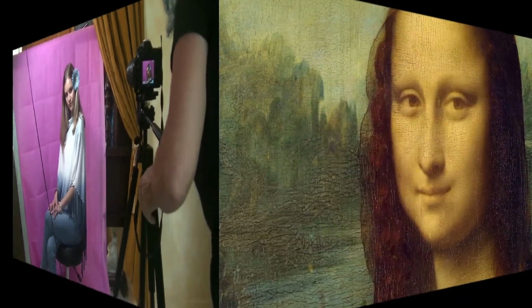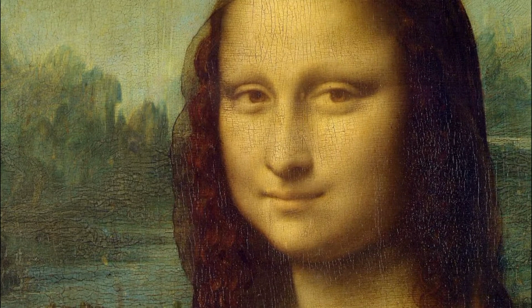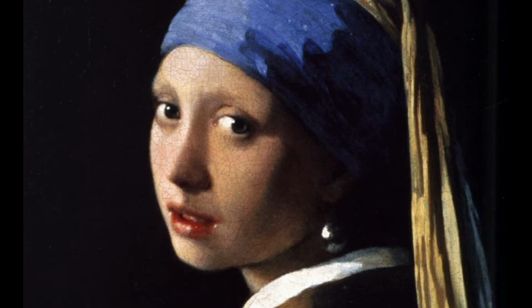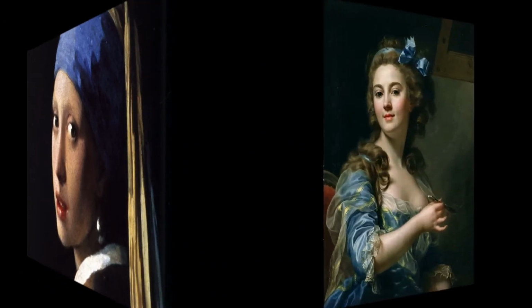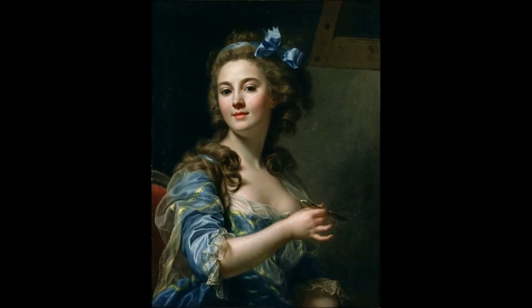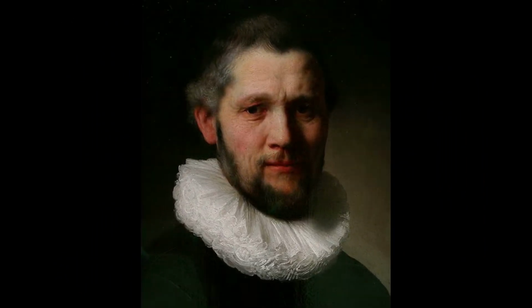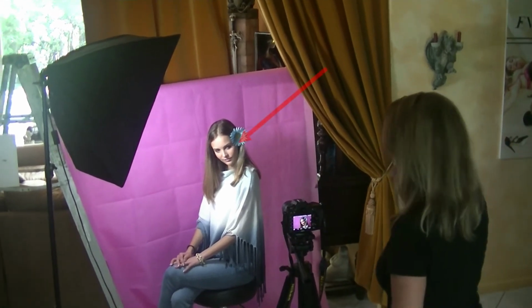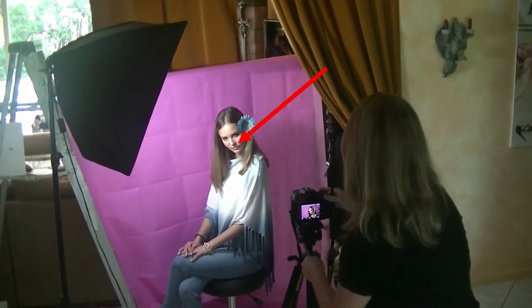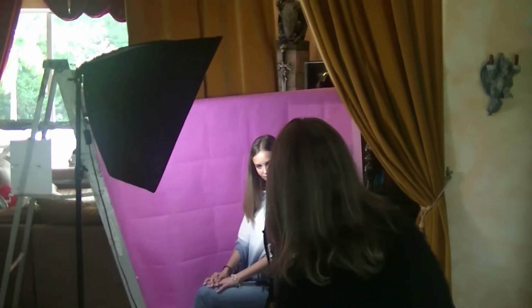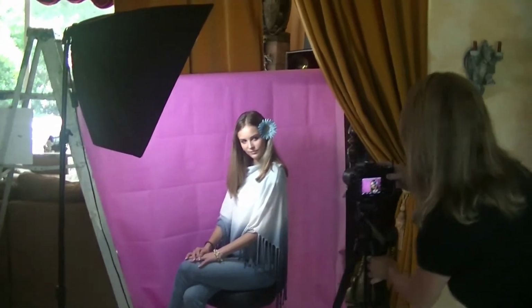Did you know many famous paintings from the past have used Rembrandt lighting? It's known to produce a dramatic effect in portrait painting. My portrait reference is going to have a dramatic effect, but it's also going to be more modern due to the pink background and the blue flower that we have in our subject's hair.